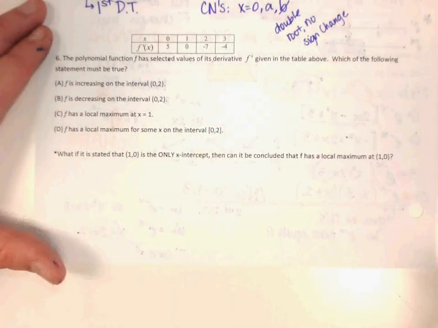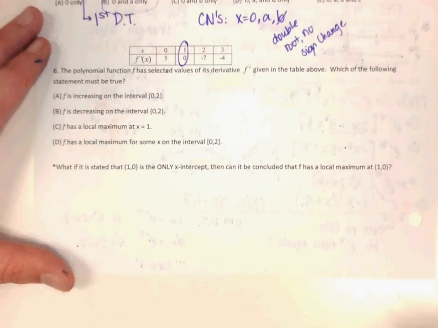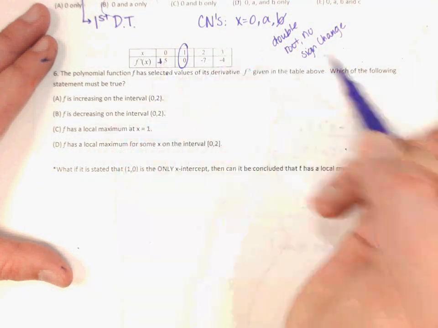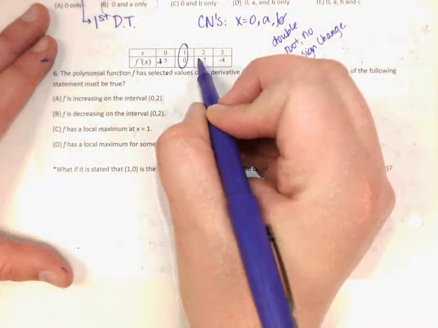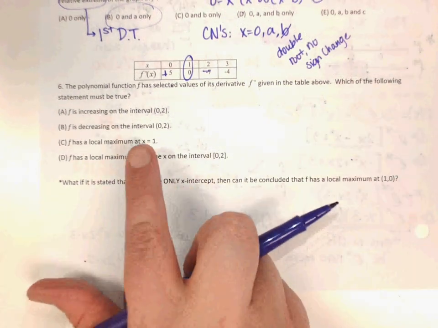Where is f prime equal to 0? At 1. So before 1, what's the sign? Positive. After 1, what's the sign? Negative. So would it be accurate to say that f was increasing all the way from 0 to 2? No, because where did the sign change? Around 1, right? Okay, so same thing here.